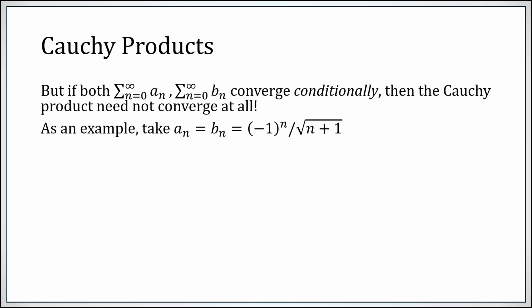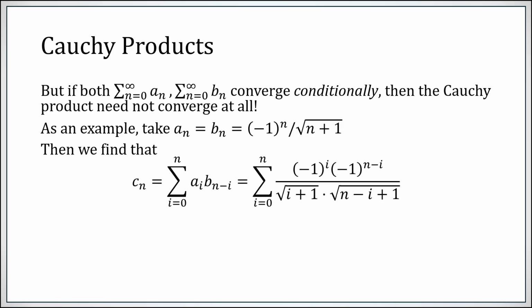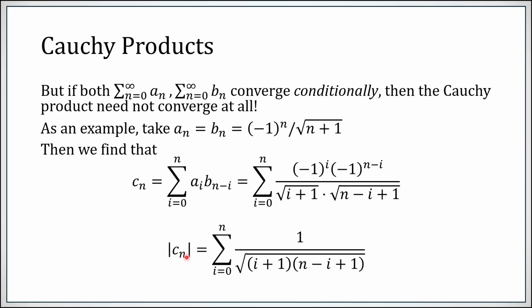So for our example, A_n and B_n will be the same conditionally convergent series, alternating 1 over root n, with a plus 1 in there because we want to start at index 0. So what happens when you compute C_n? You need to take this A_i times B_(n minus i). So here's A_i, here's B_(n minus i). What happens in the numerator? You get exactly (-1)^n. But that's a constant as far as this sum is concerned. It doesn't have an i in it. So the (-1)^n can factor out. So when you take an absolute value, it doesn't matter whether it was +1 or -1. And your denominator is just this radical.